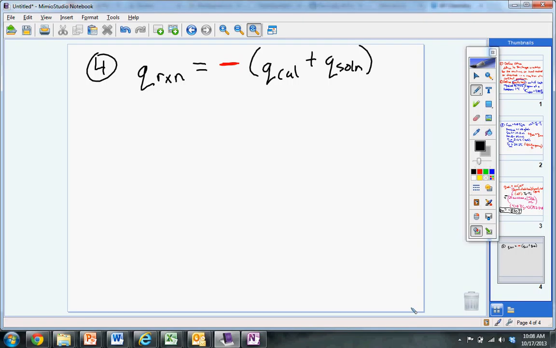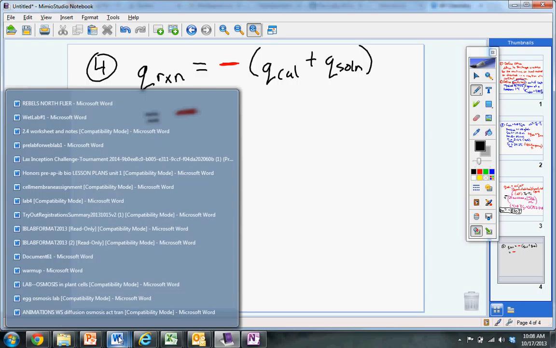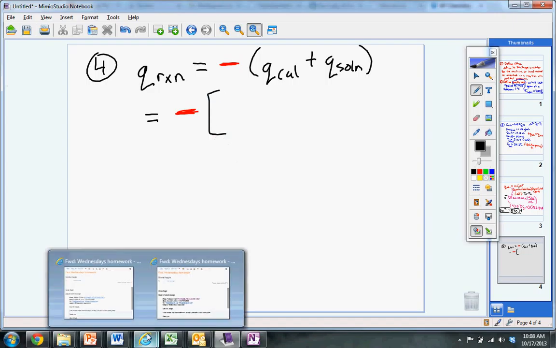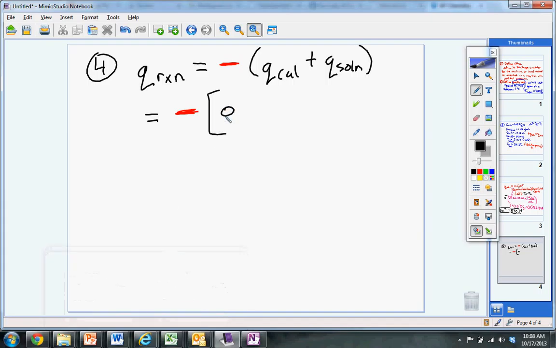All right, so let's plug this in. I'll go ahead and put this here. I'm going to put my negative back here. Don't want to forget that guy. And what am I going to have now for Q of the calorimeter? 8.20 joules per degree Celsius. Then what? Times the change in temperature.